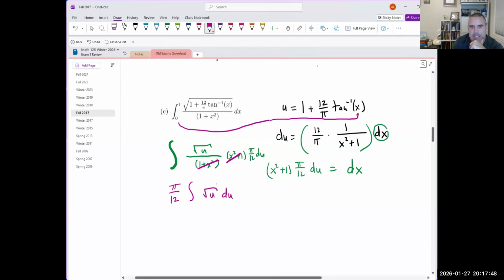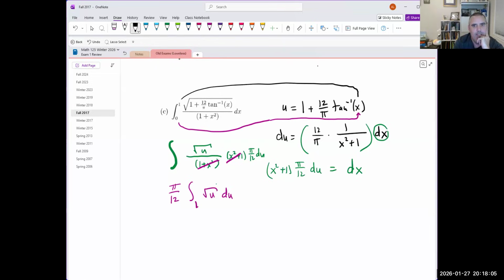So I'm going to plug this in and change the bounds. Now I do know that arctangent of zero is zero. So it's one plus zero, so this becomes a one. And I'm going to plug in a one. Now, some people might ask, what is arctangent of one? And those people would probably have to just change back. But these two I know pretty well.